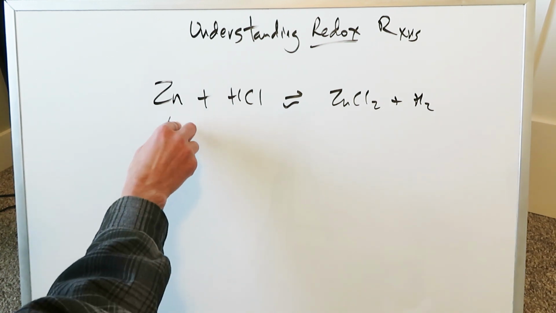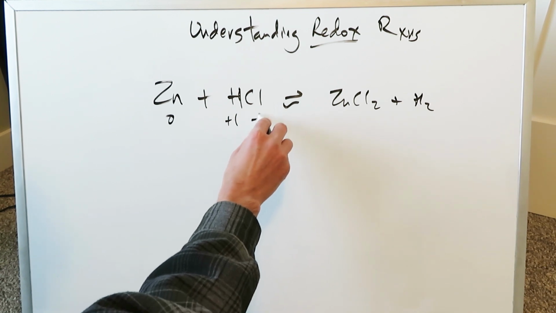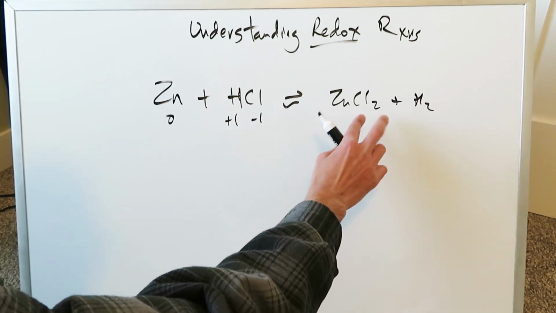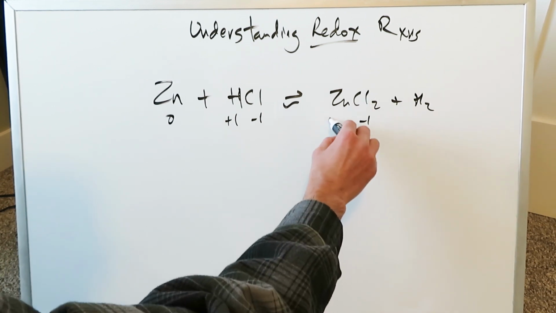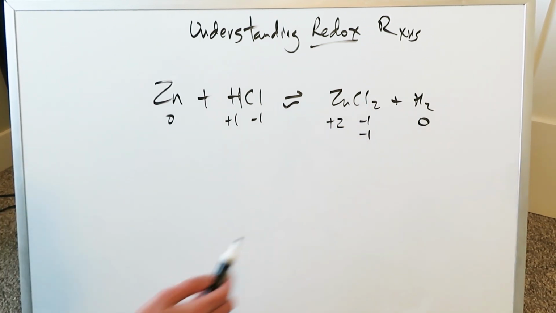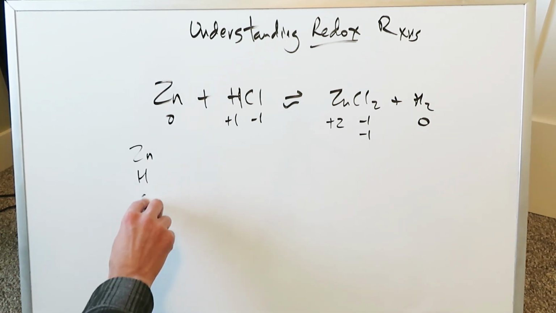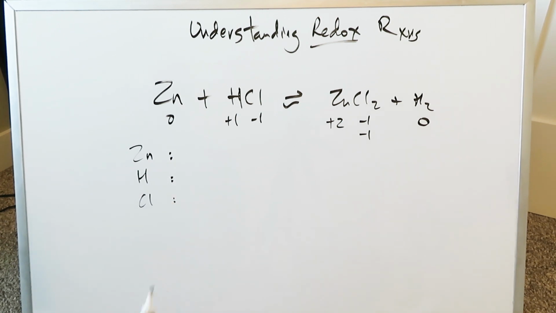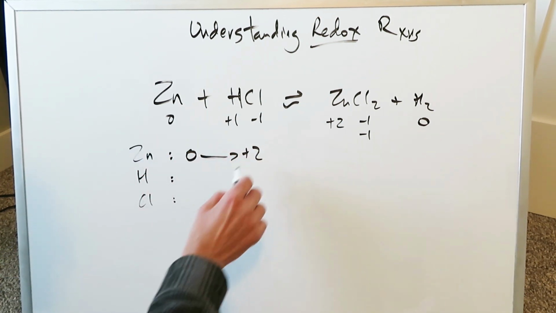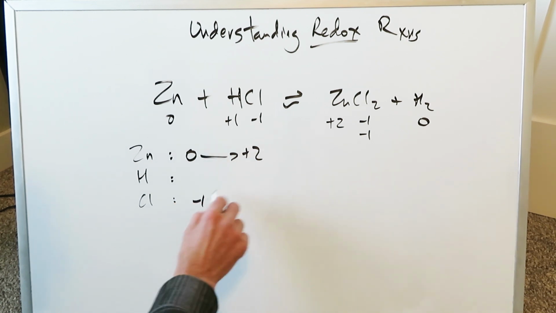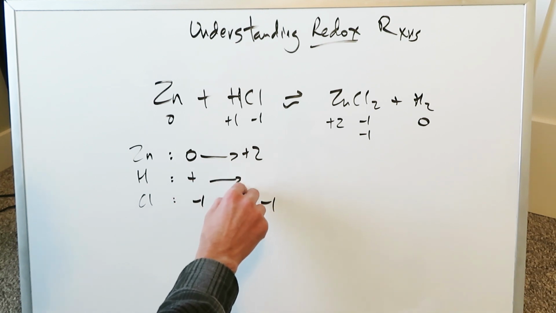Zinc here has an oxidation state of 0. Hydrogen over here has an oxidation state of +1. Chlorine has a -1. Here each chlorine has a -1. In general, you have -1, -1, 2 chlorines. Here you have a +2. Here you have a 0. Now look at the entities which are involved. You have zinc, you have hydrogen, and you have chlorine. And look at how the oxidation state changes. Zinc goes from a 0 to a +2. Chlorine goes from a -1 to a -1. There's no change. Hydrogen goes from a +1 to a 0.